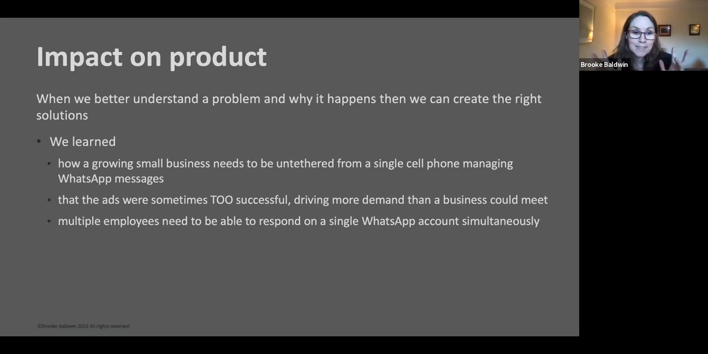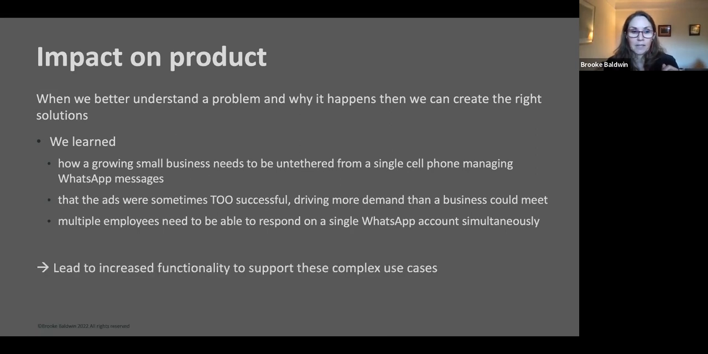We also learned that sometimes these things are too successful, and it opened up a floodgate to these small businesses where they got more business than they could handle. That actually could also be a big problem. Sounds like, oh, it's great. But if there's too much demand and you can't satiate that demand, you can upset potential customers and then they'll never come back. So that's really critical to understand. And like I said, multiple people needed to be able to use the same account simultaneously. At the time, there was really no way to do that, but it was a huge problem.